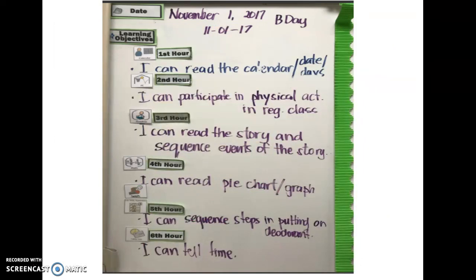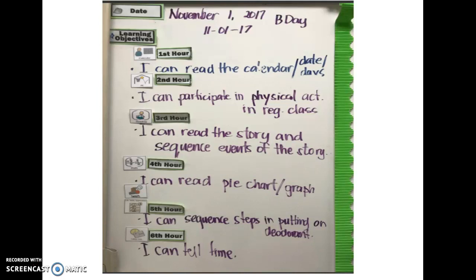Every morning, Miss Tan will write down the schedule on the board. And so as you can see here, this was a B-day schedule, and it is separated by the hour of the day. And so the first hour is a calendar. And in addition to that, she's also added what the learning objectives and what the goals are within that hour for the students as they review the schedule. So second hour would be PE, third hour reading, fourth hour math, then lunch, then the fifth hour, and then the sixth hour.